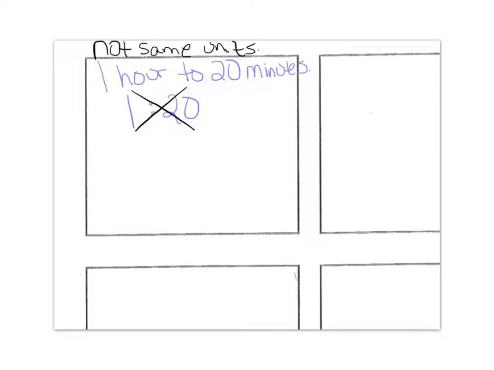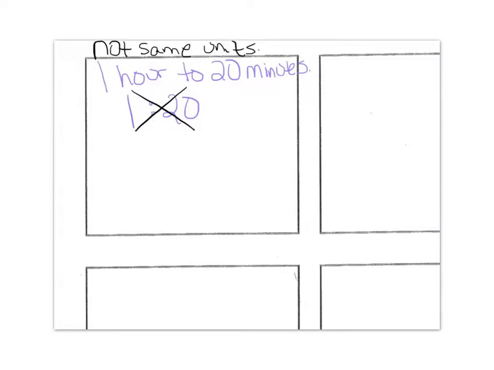Now you have a choice. You can change the hour into minutes, or you could change the minutes into an hour. Now I'm going to tell you, I think it's easier to change the hour into minutes, because if you change minutes into an hour, you're going to have a decimal or a fraction, and I don't think you want to include a decimal or fraction in your ratio if you don't have to. So let's change the hour.